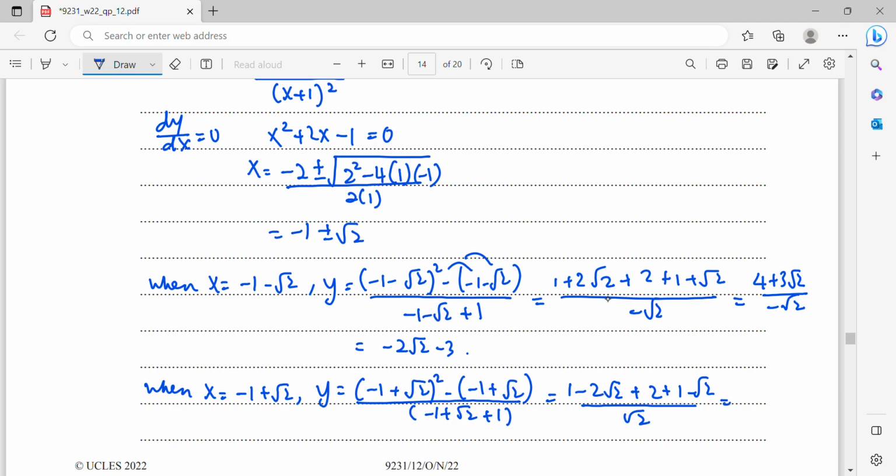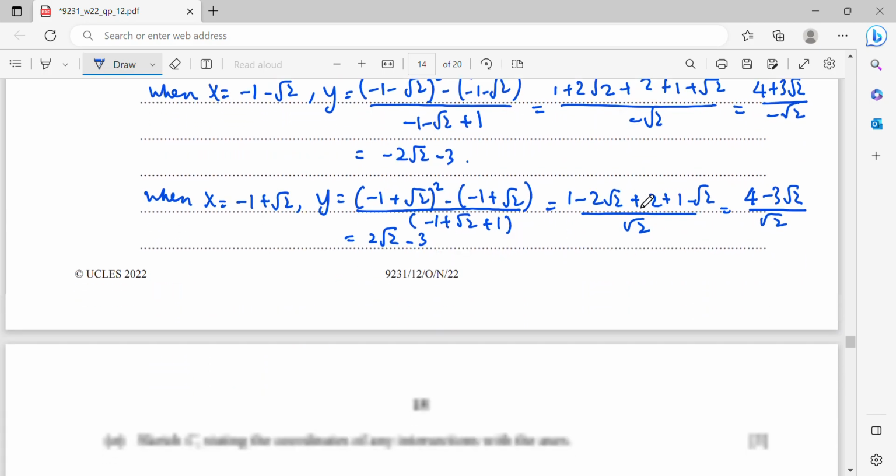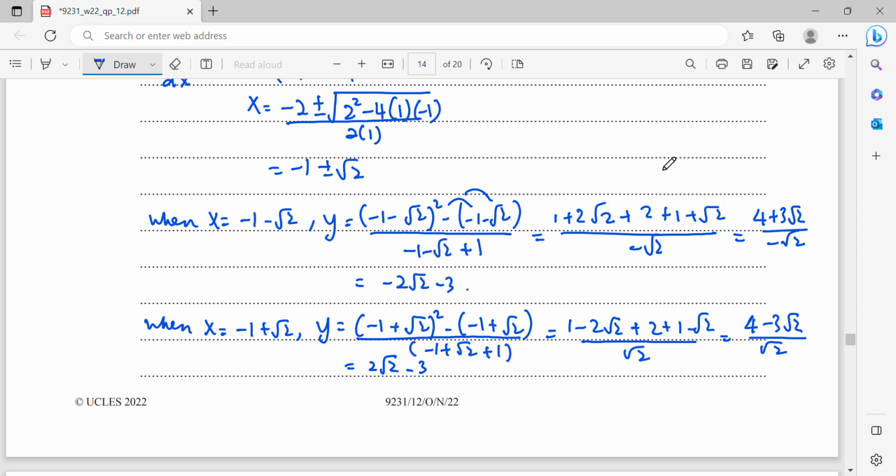So you get (4 - 3 root 2) over root 2, and at last you get 2 root 2 minus 3. Okay, so with this, then you write down the stationary points: minus 1 minus root 2, 2 root 2 minus 3, and minus 1 plus root 2, 2 root 2 minus 3.